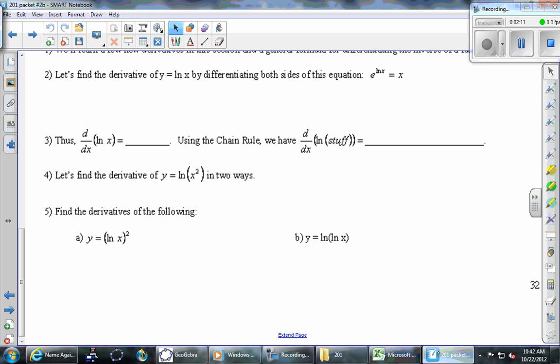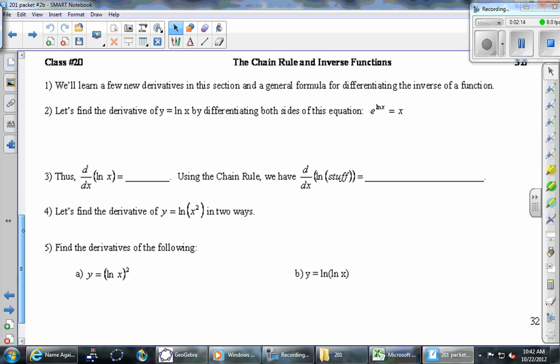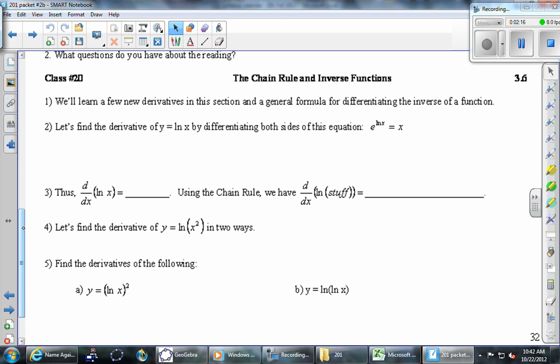So let's come back here to page 32. On page 32, the basic plan for today is to learn a few new derivatives and then a general formula for differentiating the inverse of a function. And this is going to be the common theme for us today. You guys know a lot about the sine function. You know a lot of calculus things now about the sine function. So the question is, what about the inverse sine function? Are there some calculus things that we can figure out about the inverse sine function, given that we now know some things about the sine function?